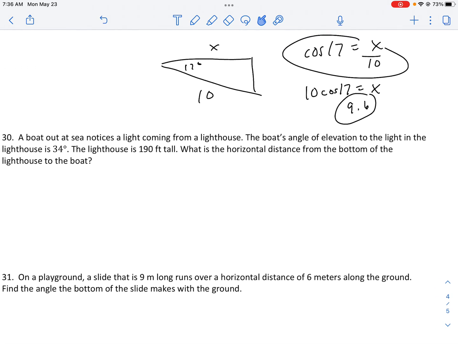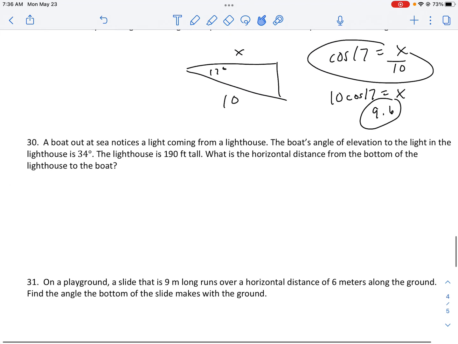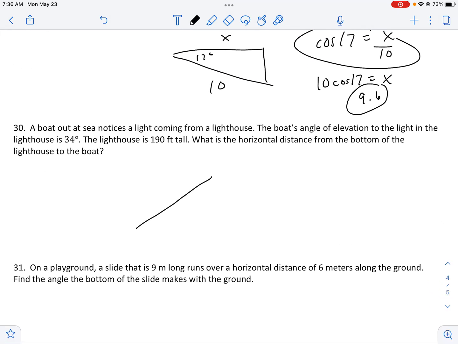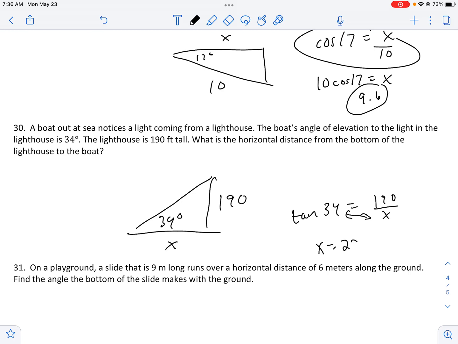A boat out at sea notices a light coming from there. The angle of elevation is 34 degrees. The lighthouse is 190 feet tall. What is the horizontal distance? So we've got tangent 34 equals opposite 190 over adjacent. Do your flip trick. And there we go.